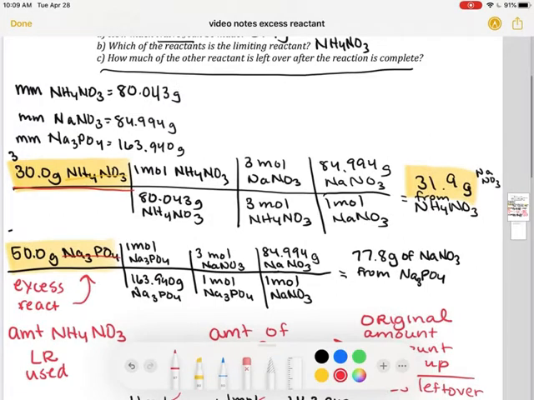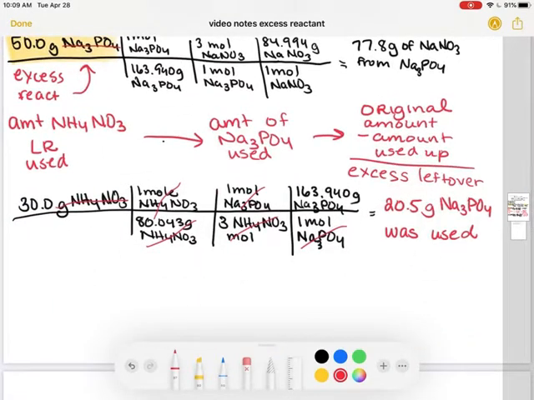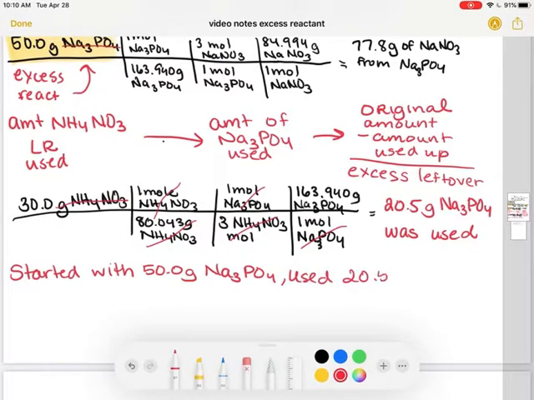Well, we started with 50.0 grams of Na3PO4, and we used 20.5 grams. So all I have to do is take my original amount minus my used amount to figure out how much is left over, right?